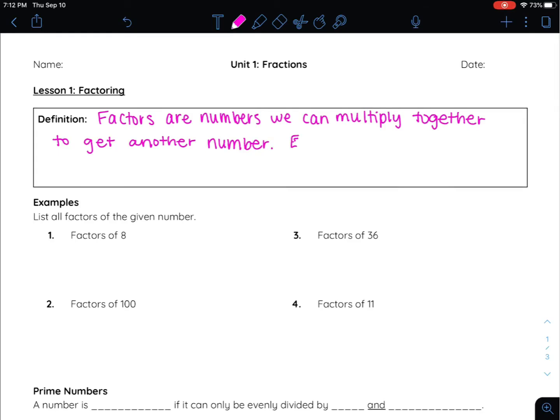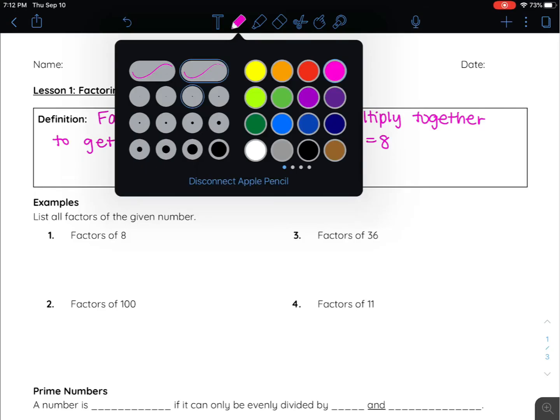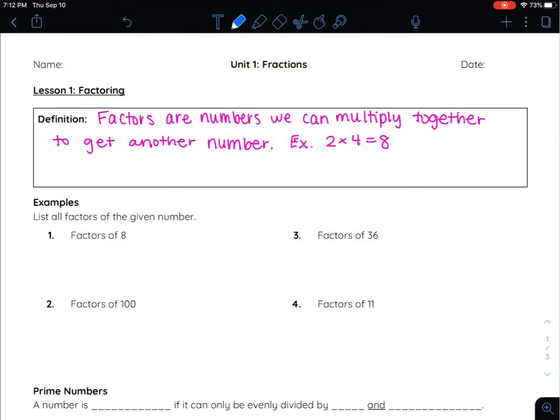Here's an example. 2 times 4 equals 8. So 2 and 4 are factors that give us the product 8. And I'm actually going to write this definition in one other way, okay? So we can just get another idea.